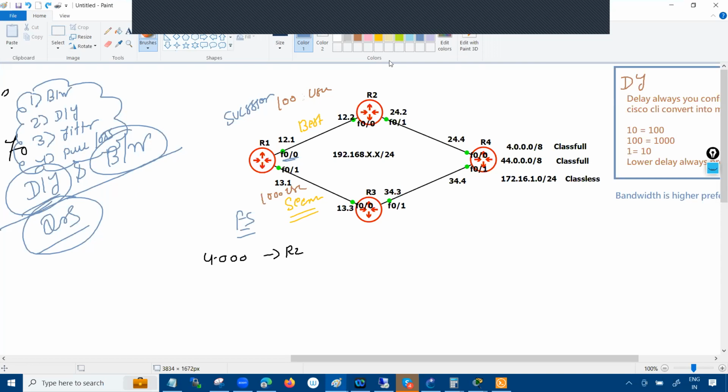EIGRP has another way to manipulate the path, called an offset list. Offset list, understand it this way: this is one guy, one person. What is this person going to do? It's going to add a dummy value, like an integer number, to the metric.